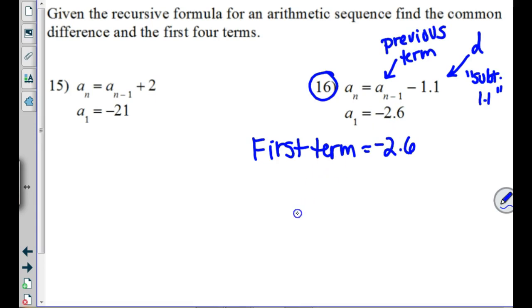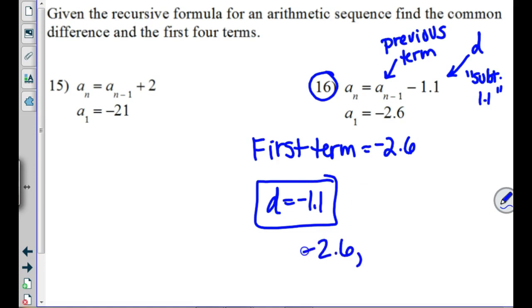So what did it say? The difference, okay, d equals negative 1.1. But then they wanted the first 4 terms. This is even easier in my brain. You just write negative 2.6. They gave us the first one, right? That counts, guys. Sometimes on a quiz, someone will think that doesn't count as the first term, but it does. That's why it's called a sub 1. Then if you subtract 1.1, negative 3.7, negative 4.8, negative 5.9, how did I do? Is that right, guys? Okay.